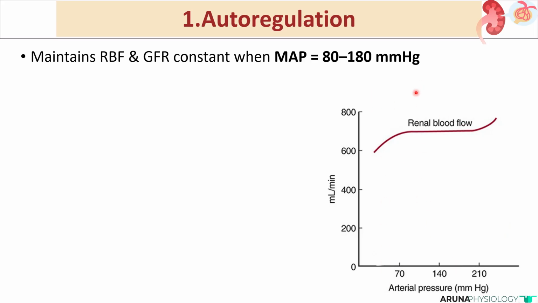What do we expect? If the blood pressure is more, we expect the renal blood flow will also be more, right? That is what we expect. But because of this autoregulation, between the blood pressures of 80 and 180, the renal blood flow will remain constant. So there is something which is preventing the renal blood flow from increasing. Not only renal blood flow, the GFR, or glomerular filtration, is also constant. So this constancy between 80 to 180 millimeters of mercury is because of autoregulation.